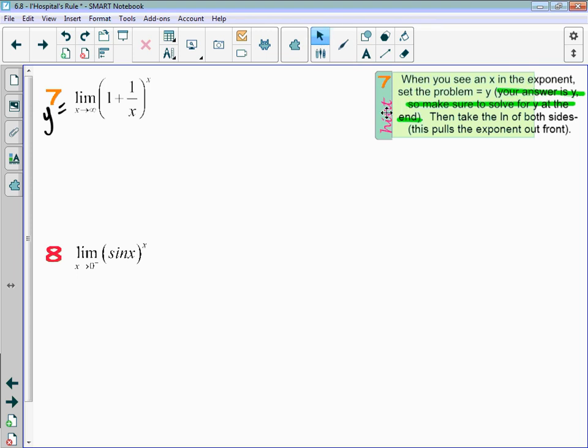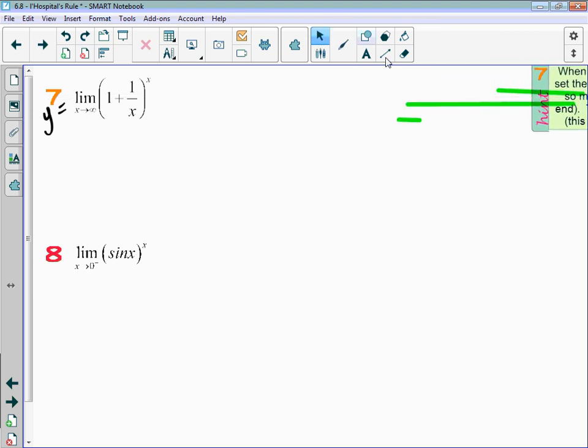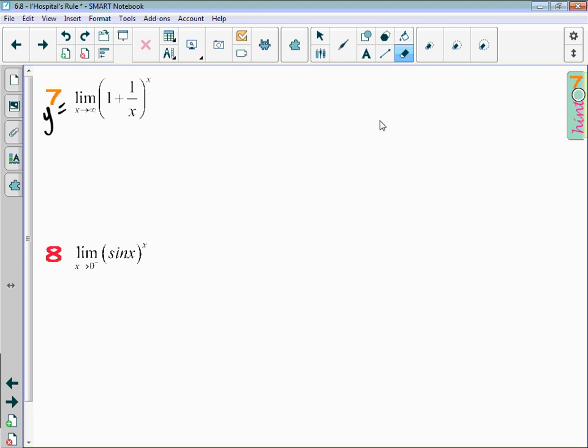We're not using L'Hopital's yet. Okay, so we will be proving that L'Hopital's applies when we get to that spot. This is just to get that x out of the exponent so we can actually do something with it.